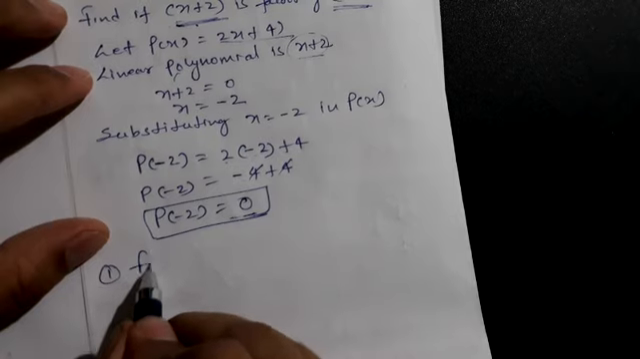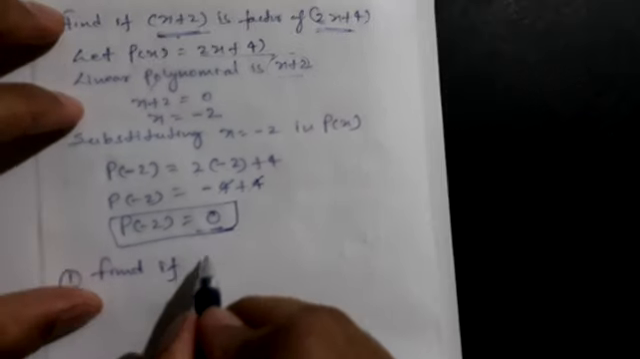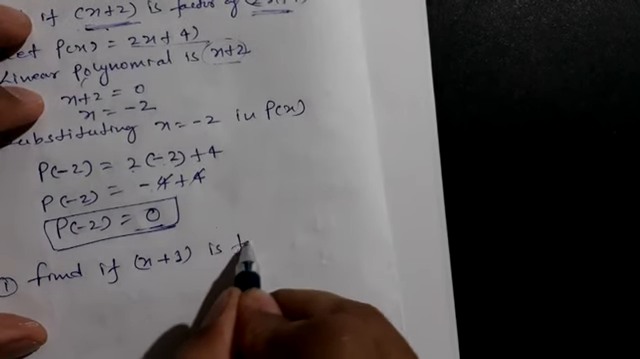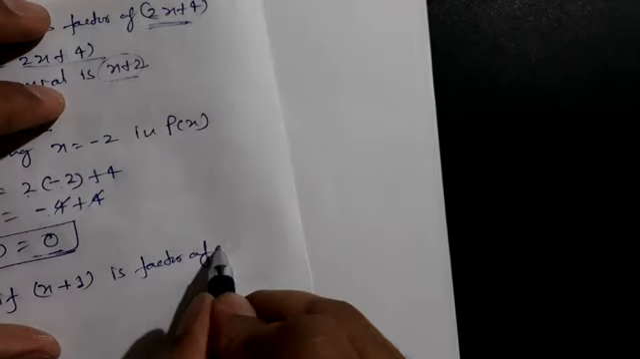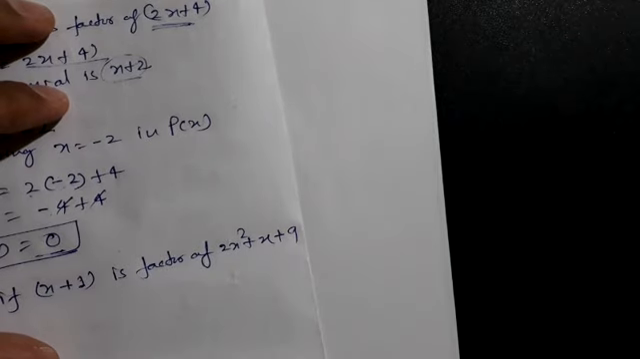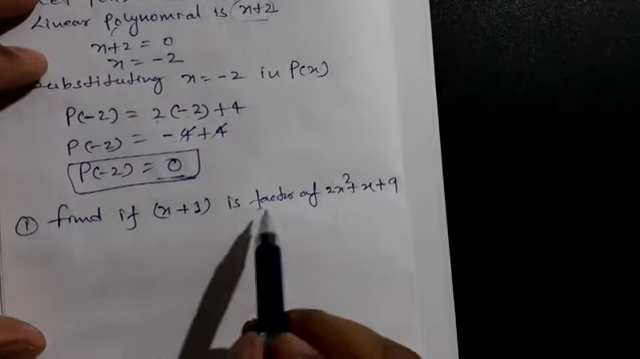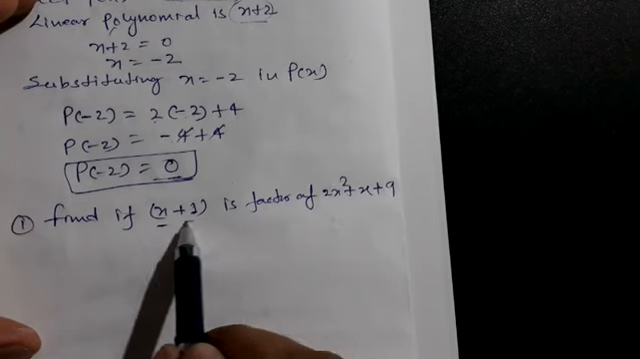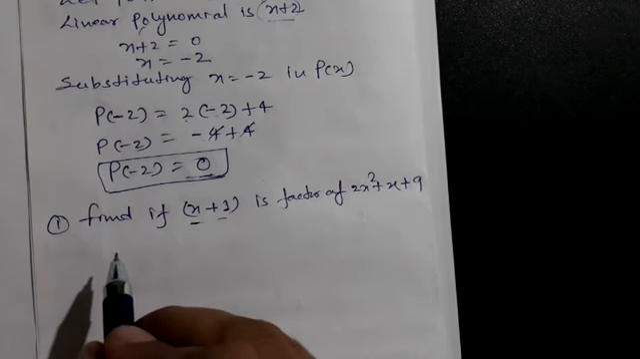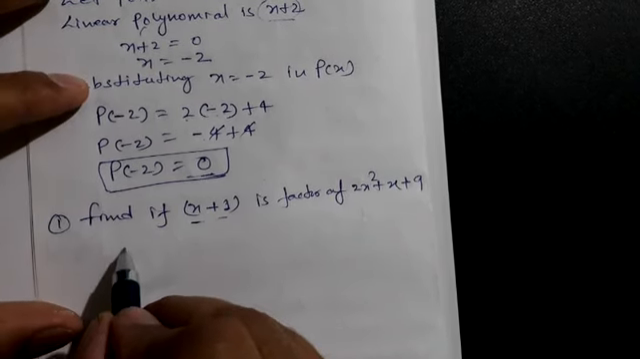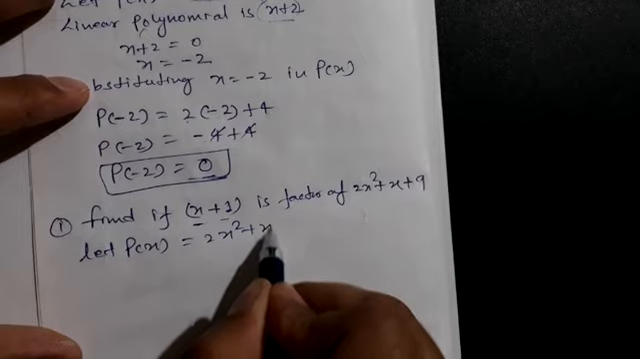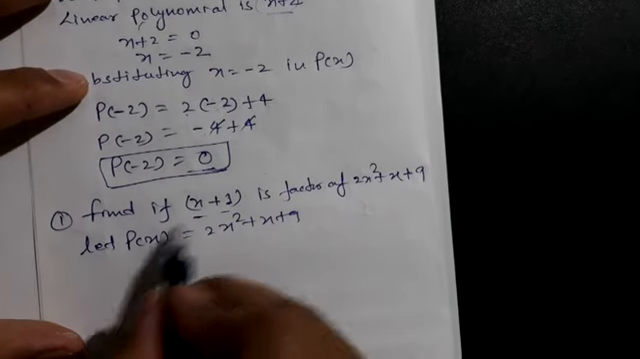Here we have to find if x plus 1 is a factor of 2x square plus x plus 9. We have to find if x plus 1 is a factor of this polynomial. So briefly, quickly I am going to solve this. I will not take much time. First, let p of x be equal to 2x square plus x plus 9, and our linear polynomial is x plus 1.